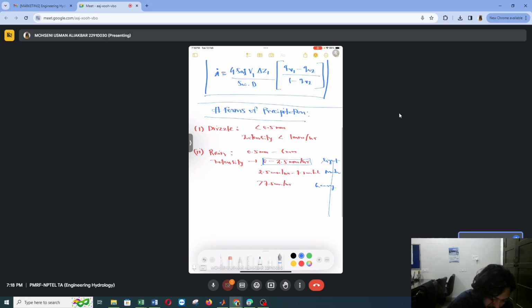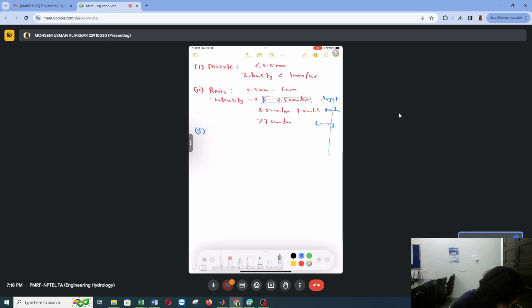Then the next form of precipitation is glaze. First we looked into the liquid forms, right? Drizzle and rain are both liquid forms of precipitation, but now we are going to look into the solid forms. Glaze is the first precipitation which we can call a solid form. It is nothing but an ice coating. Whenever we see a coat of ice along the ground surface, we can say that it is glaze.